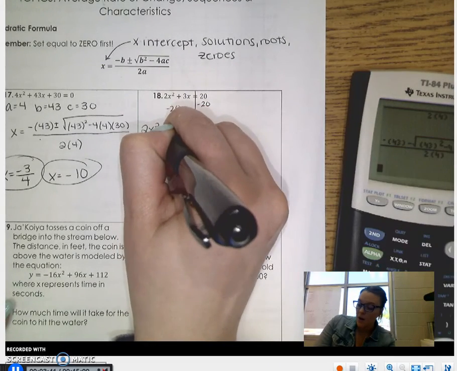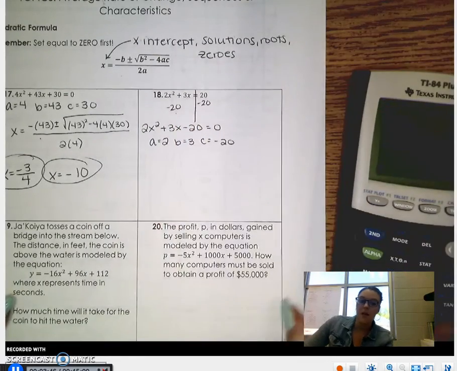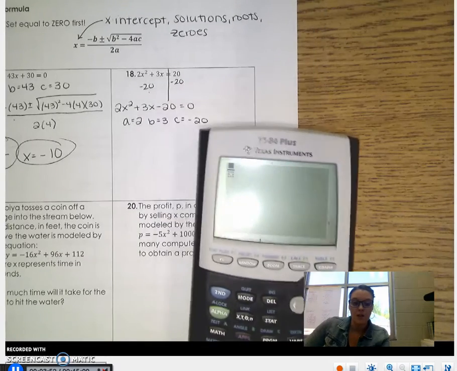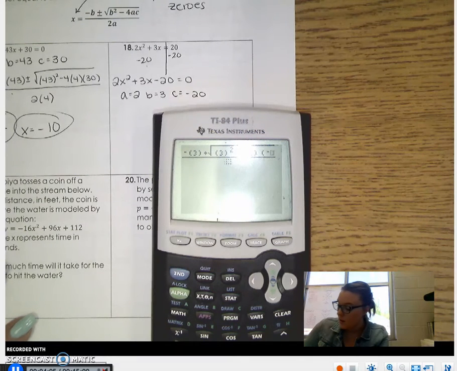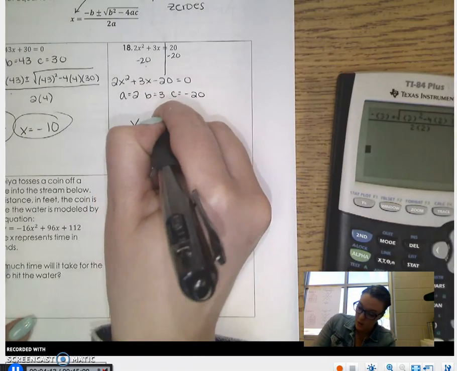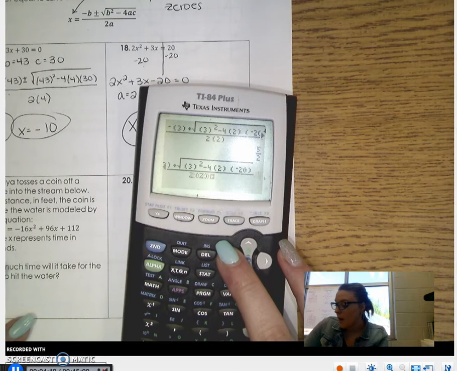And now I have my a equals 2, b equals 3, and c equals negative 20. I'm going to do the same exact thing. Alpha y equals enter. And we have negative b plus the square root of b squared minus 4ac, all over 2a. And I get 5 halves. So x equals 5 over 2. Go up, change it to a minus.